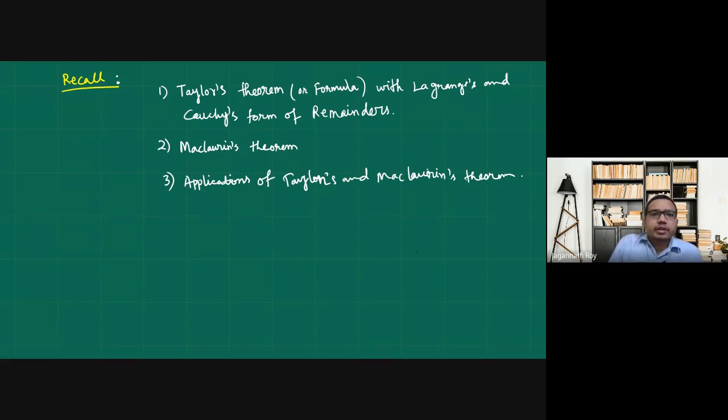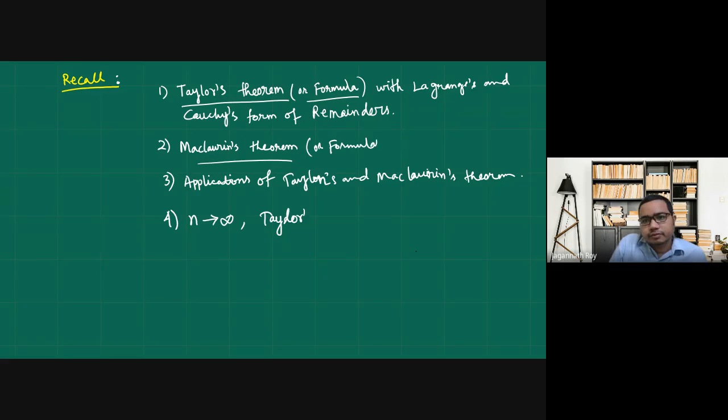And we have seen that if we tend n, that is the nth term, if n tends to infinity, we will get Taylor series. This theorem will give us the Taylor formula or the Maclaurin's formula, and will give us Taylor's series. Taylor's theorem will give us Taylor series and Maclaurin's theorem will give us Maclaurin's series.